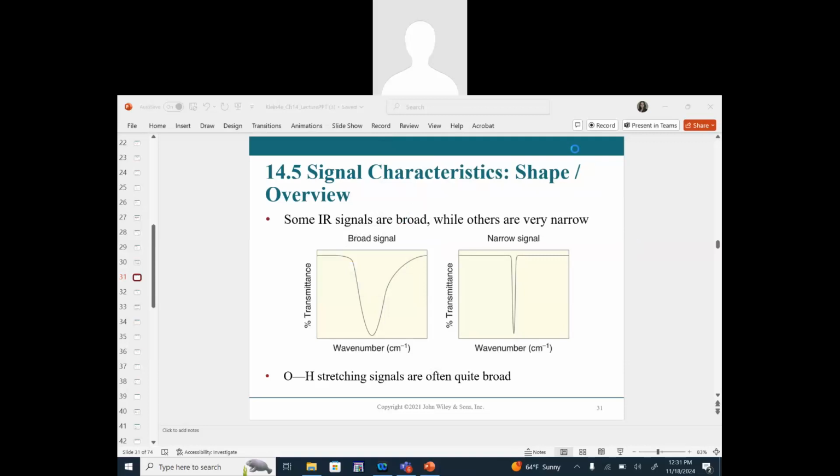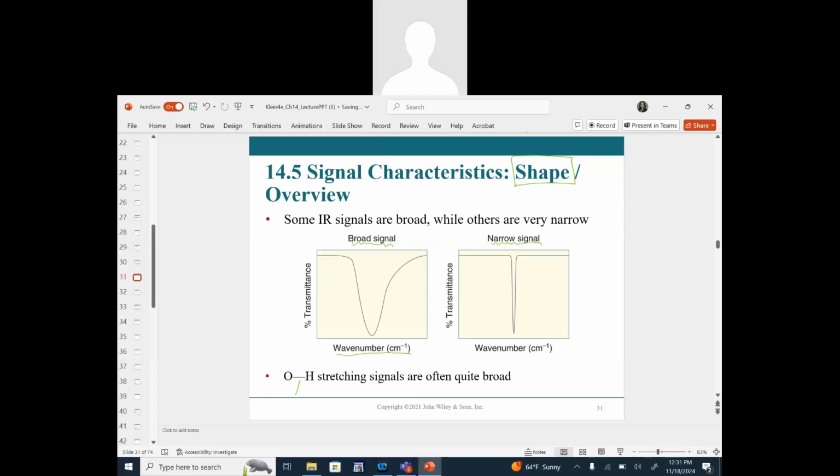In section 5 of chapter 14, we're going to take a look at the next characteristic of our stretches and our spectrum. Now we're going to take a look at the shape and compare whether we see a broad signal or a narrow signal. So we're told here IR signals can be broad or narrow, depending on the specific stretch, the specific wave number, the frequency of that stretch.